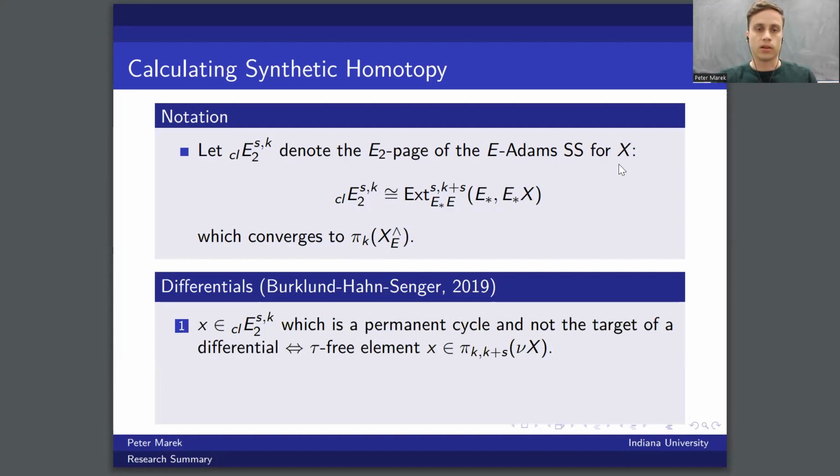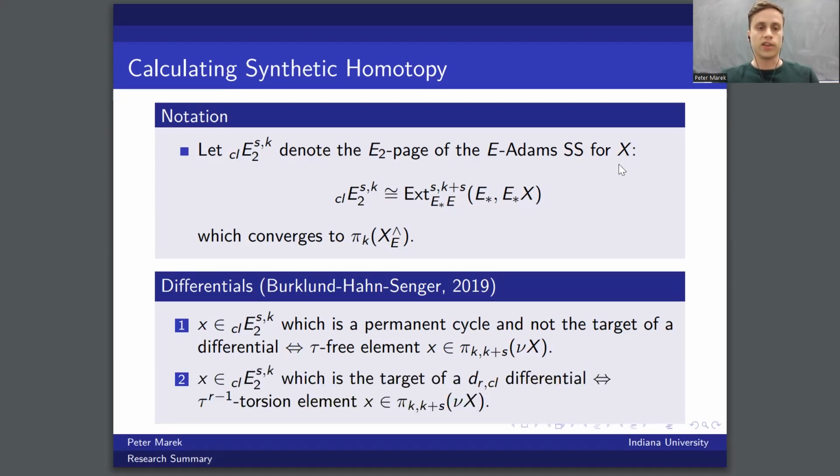Now, an important paper of Burklund, Hahn, and Senger in 2019 shows that if you have an element in the E2 page of the Adams spectral sequence which is a permanent cycle, in other words, all the differentials on this element vanish and it's not the target of any differential in the spectral sequence, then this corresponds to a tau-free element in synthetic homotopy groups, in those bidegrees, of ν S.